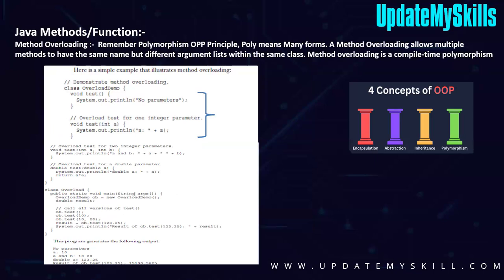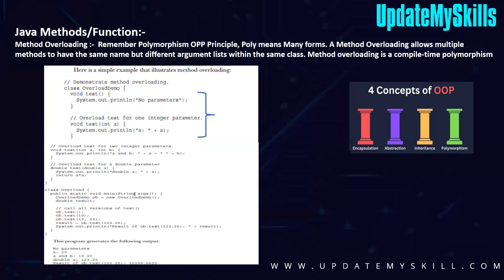The second concept is method overloading. So remember polymorphism as an OOPS principle. Poly means many forms, we talked about. Method overloading allows multiple methods to have the same name but a different argument list within the same class.